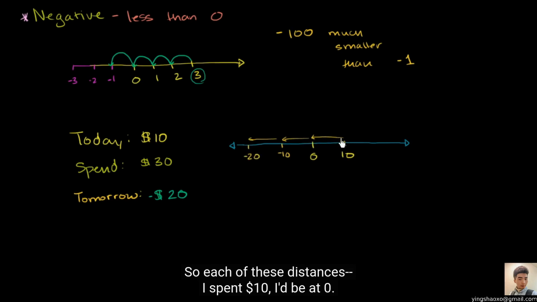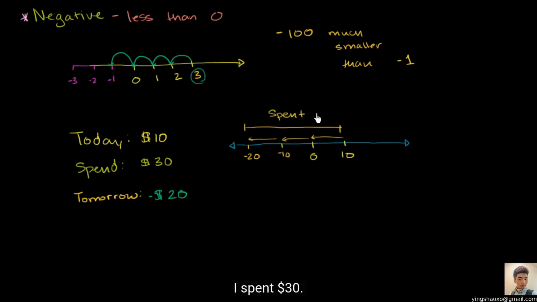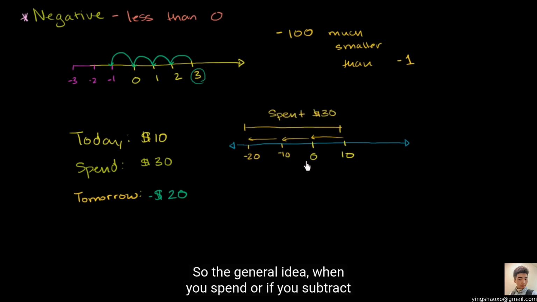So each of these distances, I spent $10, I'd be at 0. Another $10, I'd be at negative 10. Another $10, I would be at negative 20. And this whole distance right here is how much I spent. I spent $30.